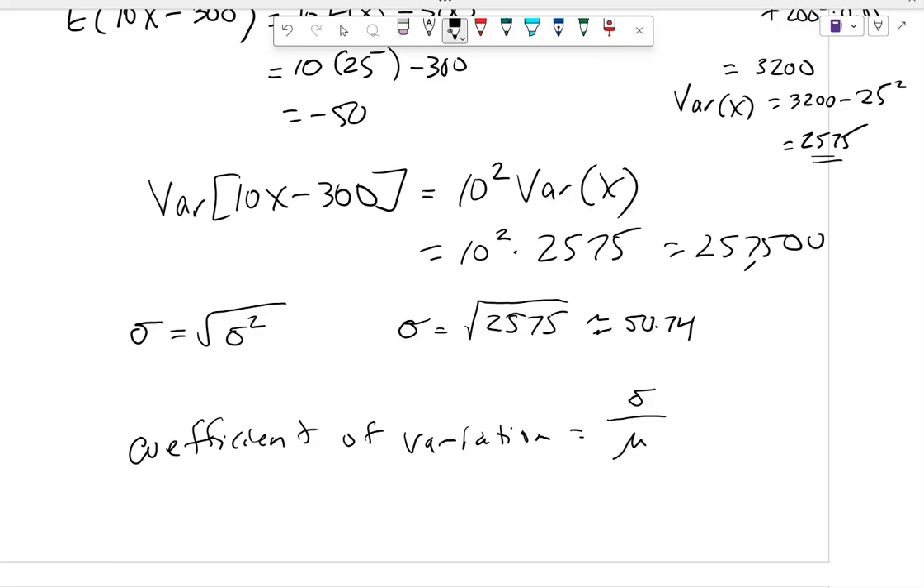So in this case, you would take the square root of 2575 and divide it by, what was it, 25 was our mean? That's going to be a little bit bigger than 2 in this case. And again, it's a relative measure relative to other distributions. You're basically trying to compare them. So a coefficient of variation of 2 would be more widely spread out than one with a coefficient of variation of 0.5. It's really just a measure of relative spread outness, for lack of a better term. That's all it is.